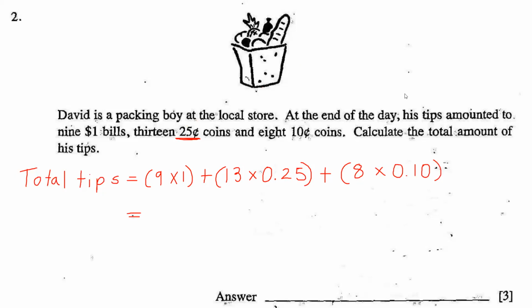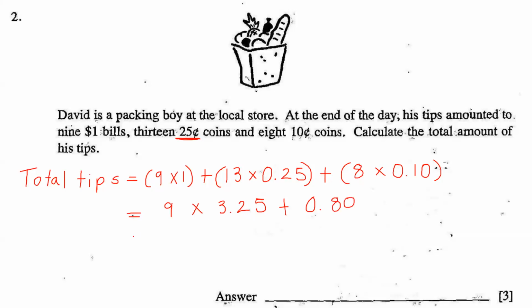Yeah, so wow. All right, 9 times 1 is? 9. Be careful. And then 13 times 0.25 is what? 3.25. Yes, $3.25. And then we have, what's the next one? 8 times 0.10 is going to be what? 80 cents. So 0.80.